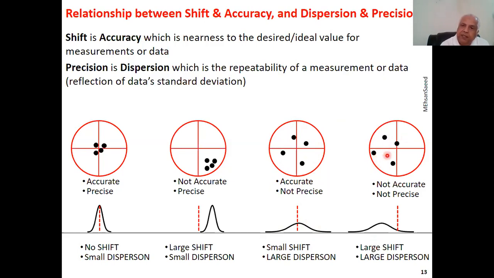In this case, this is the mean. So the shift has displaced. Therefore, it is not accurate. Large shift, not accurate. What about precision? It's the same data. There's large dispersion. Therefore, the shoot is not precise. So this is a case of neither accuracy nor precision. So shift relates to accuracy and dispersion relates to precision. I will now show you an Excel sheet to show this concept a little dynamically.